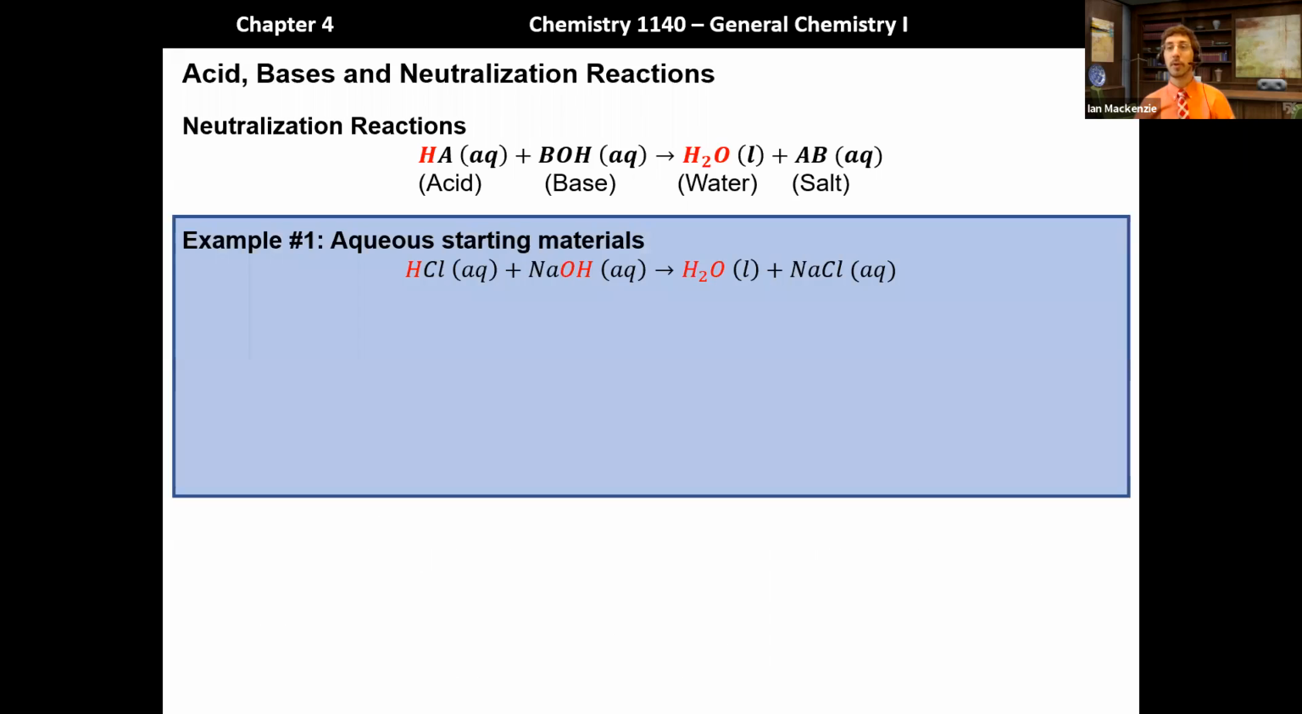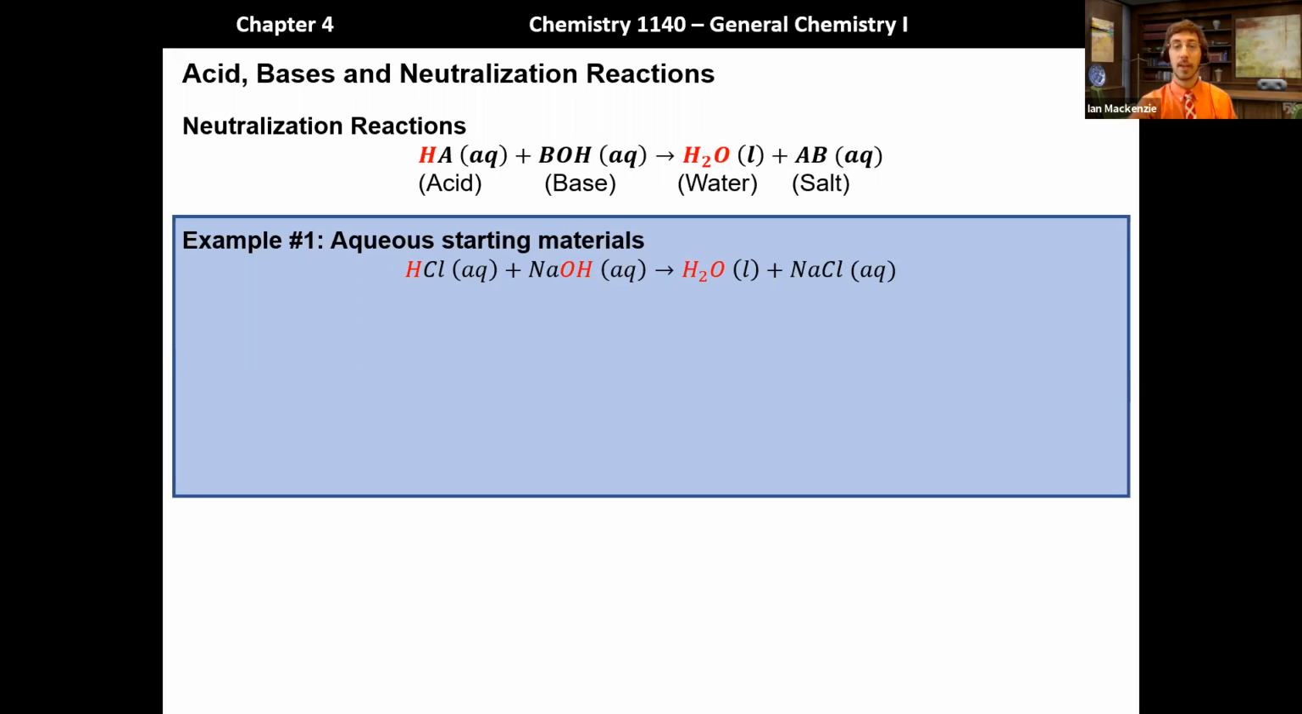Now let's show a few examples of neutralization reactions in action. We'll first start with a case where all of the starting materials are aqueous, everything's dissolved in solution. So we'll just take hydrochloric acid reacting with sodium hydroxide. Both are aqueous, so they're fully dissolved, and that means that they're also dissociated into their ions. We form water by combination of the H+ ion with the OH- anion, and then we're left with a salt, which is a salt we're fairly familiar with, table salt, sodium chloride.